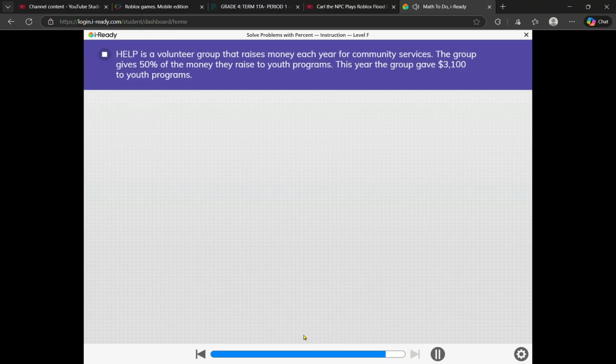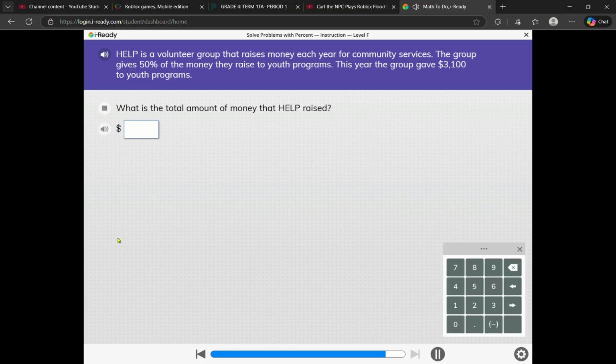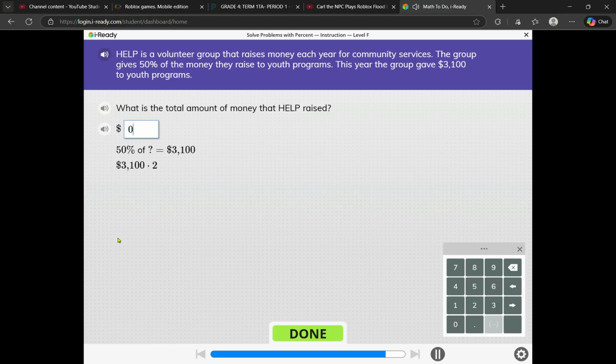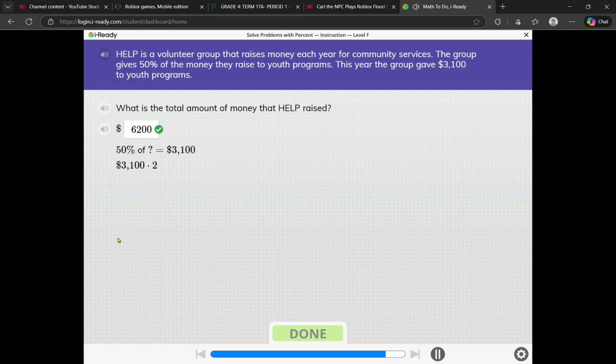HELP is a volunteer group that raises money each year. What is the total amount of money that HELP raised? Since 50% is equal to 1/2, the amount donated to youth programs is half the amount that HELP raised. Multiply the amount donated by 2. Nice job!